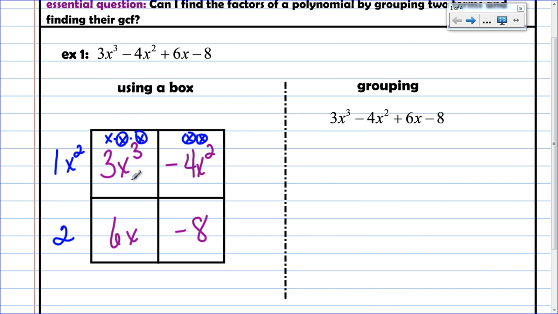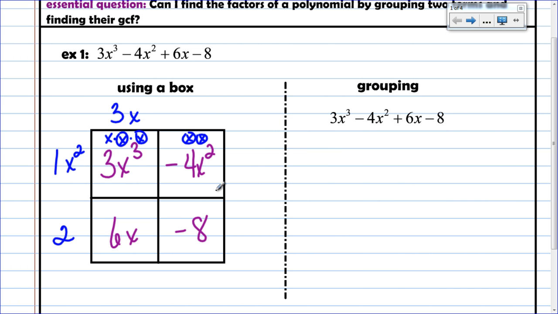So now we'll do columns. This first column right here, the 3x to the third and the 6x, well, the biggest number that will go into both 3 and 6 is going to be a 3. And then if I look at this again, like I line up my x's like I did before, I have x cubed and x, and so they have one x in common.